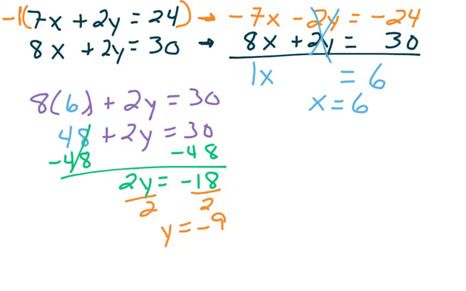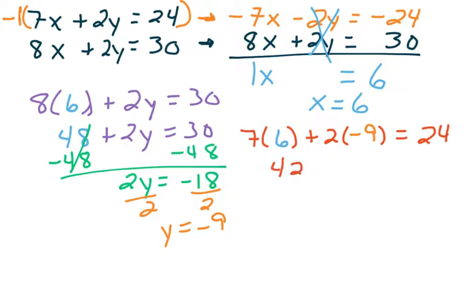Just like in the previous method, in the substitution method, you solve for that second variable using one of your equations. So you really only have to check in the other equation that you didn't use. So going into that equation, it's going to be 7 times my x value of 6 plus 2 times my y value of negative 9 is equal to 24. Now just simplify. 7 times 6 is 42. 2 times a negative 9 is a negative 18 is equal to 24. Does 42 minus 18 equal 24?